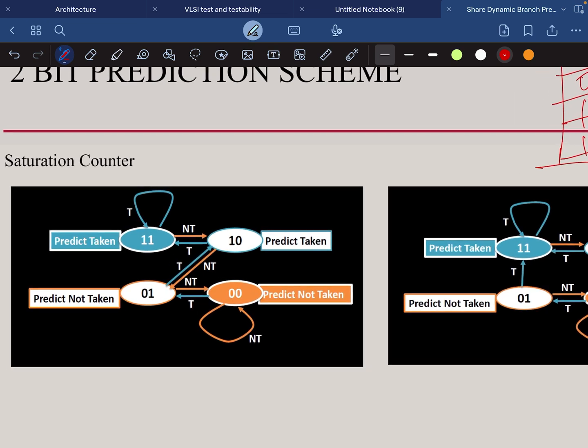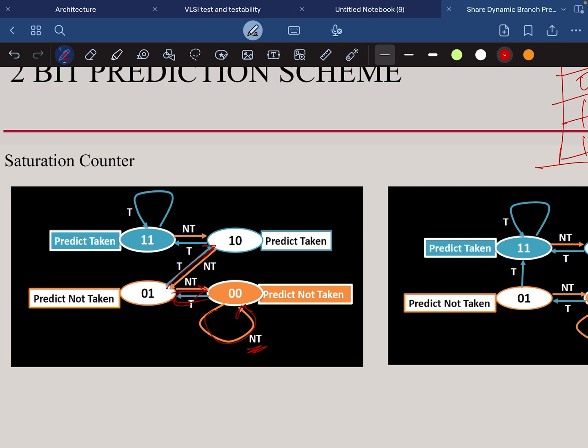Let us suppose the outcome of the branch history table is 00, in the sense it is strongly not taken. In the execute stage, the actual outcome comes, and if that actual outcome is also not taken, then it remains in the same state. If the actual outcome is taken, then it goes to the next state, 01. In the 01 state, there are again two possibilities. If the branch is taken, it goes to the 10 state, which is weakly taken. If it is not taken, it goes back to 00, which is strongly not taken.